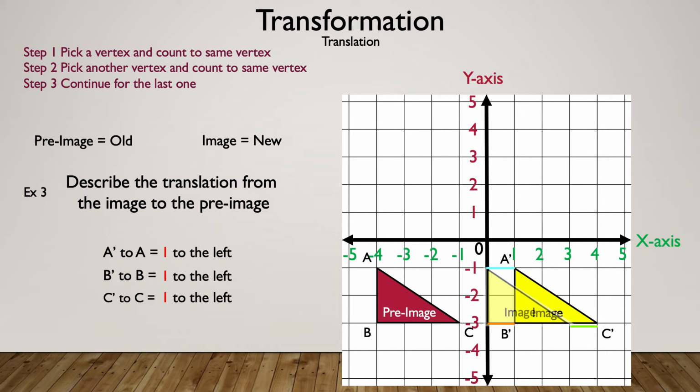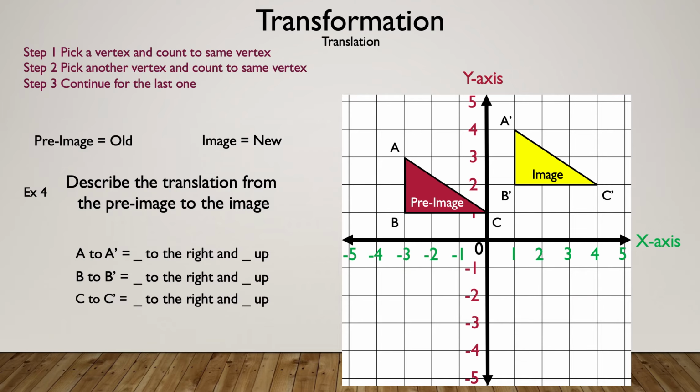Let's continue until they overlap. And now we're 2 spaces to the left, 3 spaces to the left, 4 spaces to the left, and finally 5 spaces to the left. And since they're overlapped, we are done. And there we have it. So the answer is 5 to the left. Okay, now let's take a look at example 4.